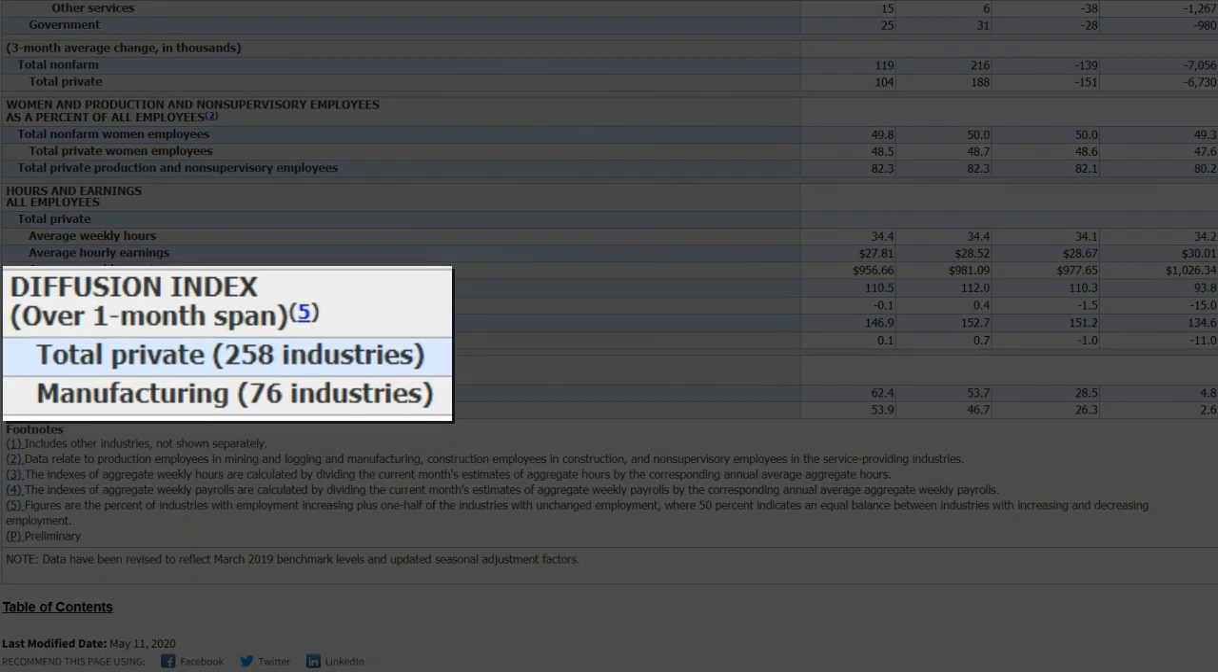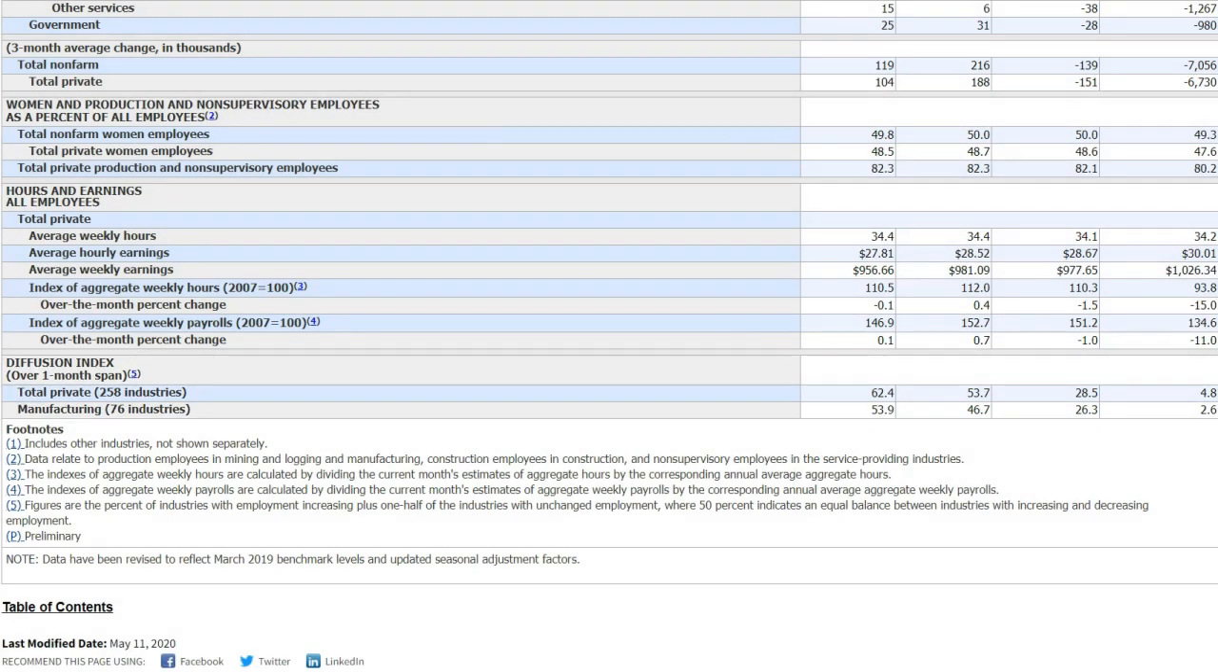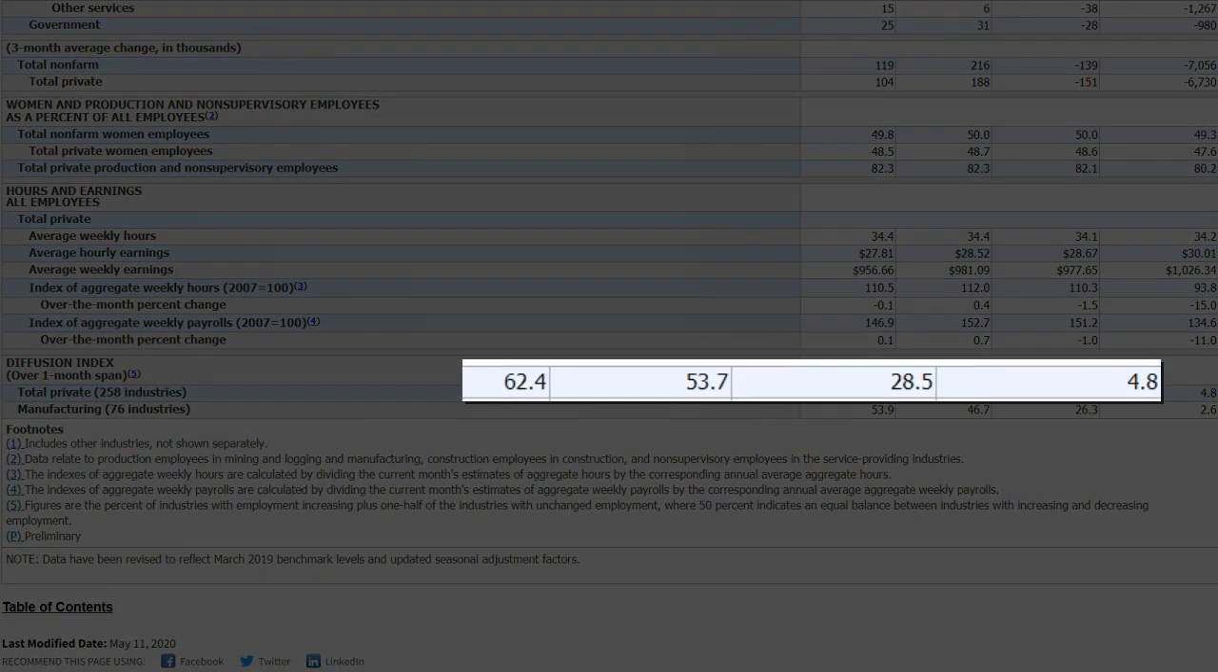Then at the very bottom, we have the diffusion index. This is seldom reported on, but it tells us how many businesses were increasing employment versus decreasing employment. So a number of 50 here would mean that equal amounts of businesses are increasing employment versus decreasing. Things are stable. If we look at last year, the number was 62.4, so that was pretty good. More businesses were increasing their employment. And if we look at last month, it was 4.8, so that's a pretty terrible number. Means only 5% of businesses were increasing their employment, while 95% weren't.